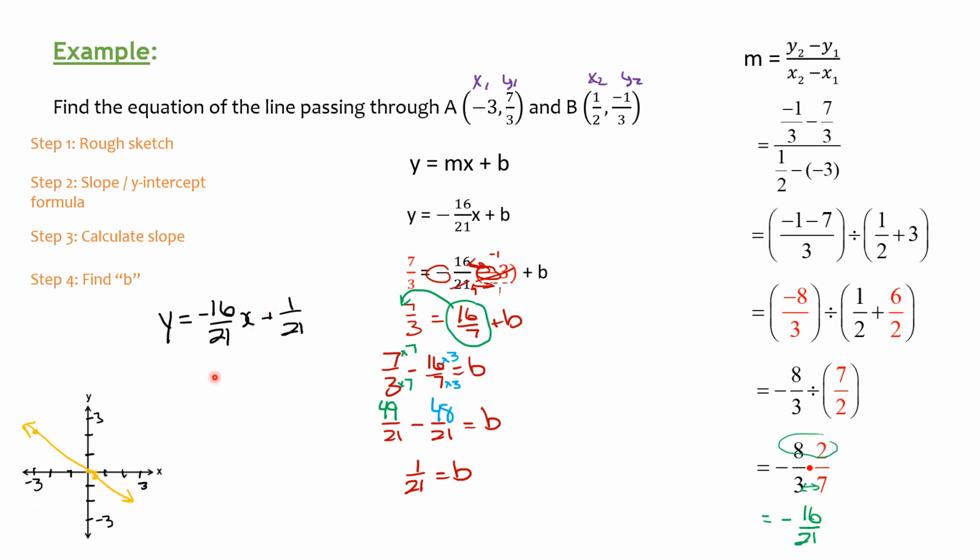And -16 over 21, well, that number is a little harder to determine for sure, but what I can tell is it's definitely negative because it's going in that direction. And -16 over 21 is less than 1, so it's not going to be very steep. It's relatively flat. So I think my answer is probably correct because I have my little rough sketch here to check with. And that's it.